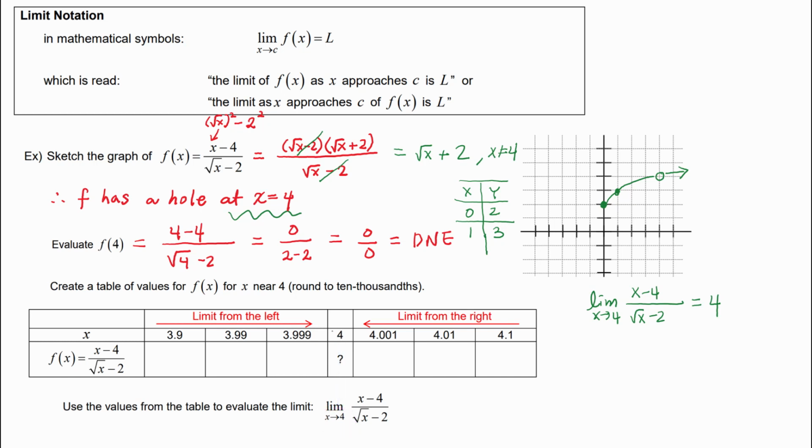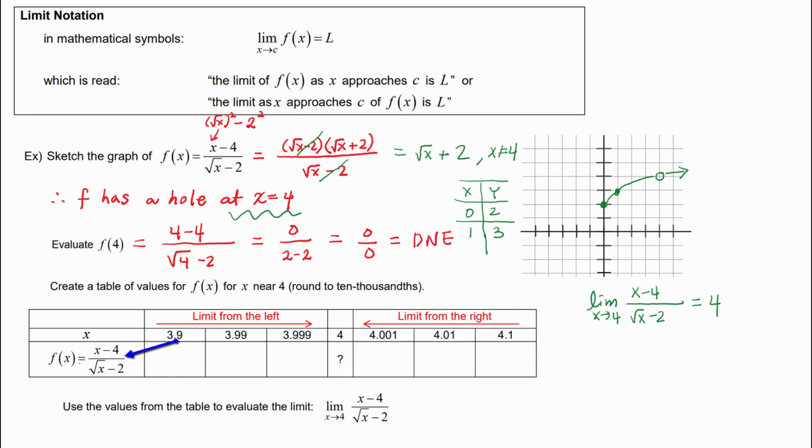Now, from the left of 4, we would choose a very close number like 3.9, and then we will make it even closer by choosing 3.99. We'll make it even closer by choosing x equal to 3.999. From the right, we will choose 4.1 and then get closer, 4.01, and then even closer, 4.001. Okay, so now each of these x values that you have chosen, you are going to plug in for your function.